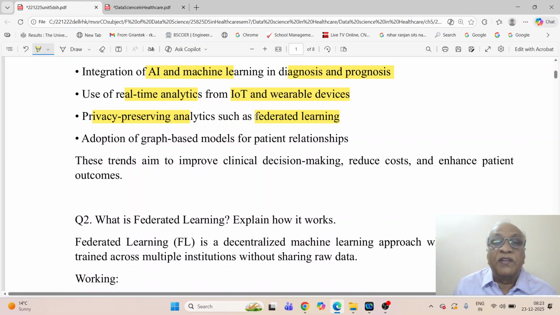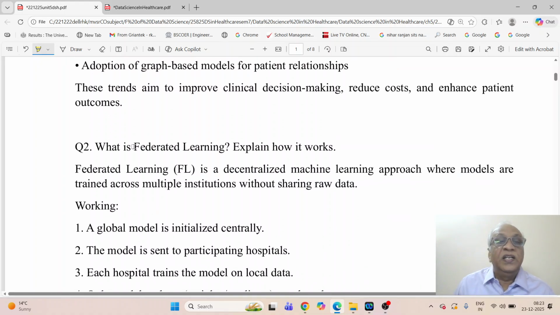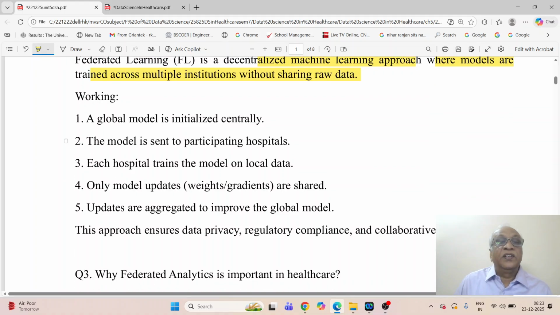Now, we have seen here the word federated learning. What exactly is federated learning? How does it work? It's a decentralized machine learning approach where models are trained across multiple institutions without sharing data. The working is like this. A global model is initialized centrally. The model is sent to participating hospitals. Each hospital trains the model on local data. Only model updates such as weights and gradients are shared. Updates are aggregated to improve the global model. This approach ensures data privacy, regulatory compliance, and collaborative learning.